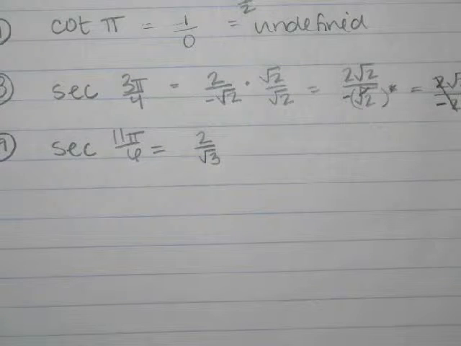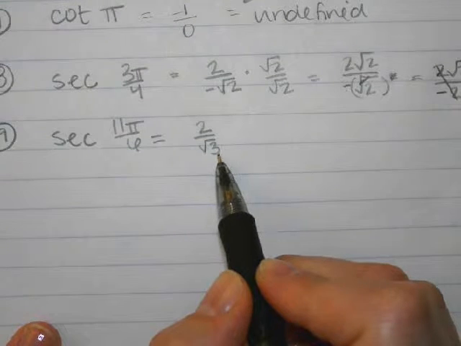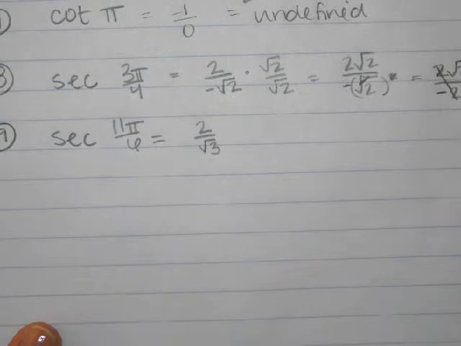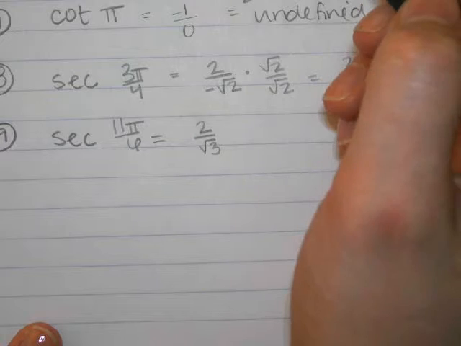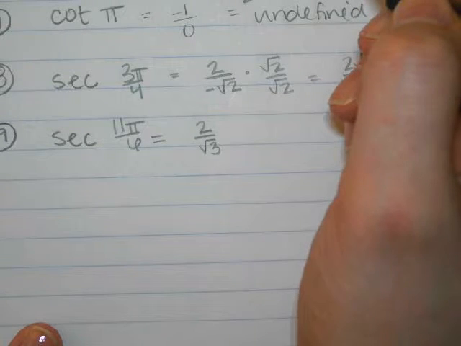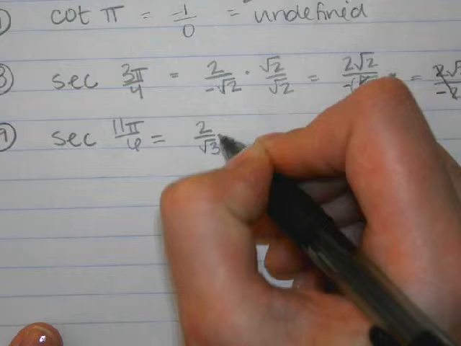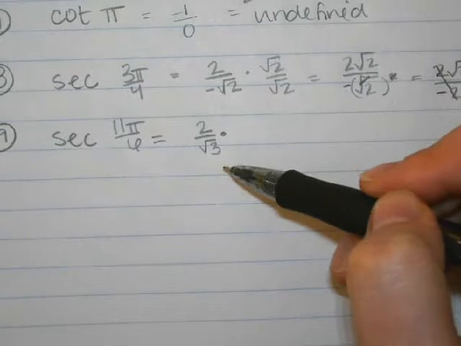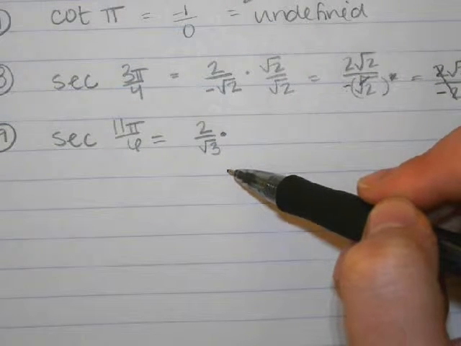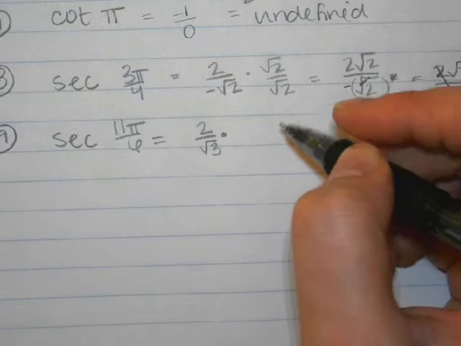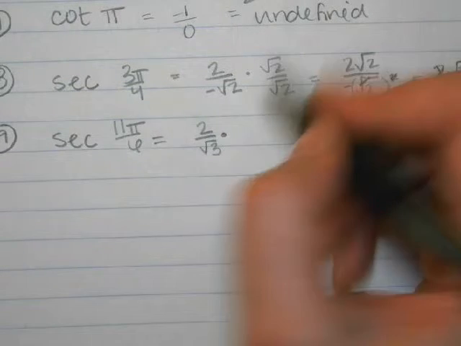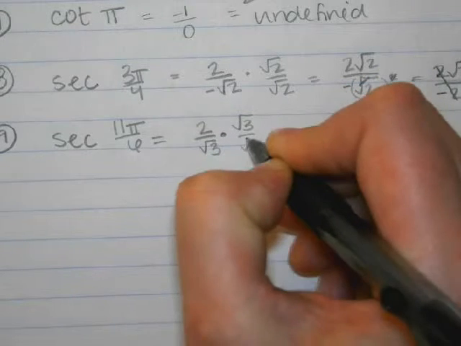Close. So we're starting with this, right? But it's not fixed, right? You got to simplify it. So we have 2 over root 3, right? And we got to fix it. How do we fix it? We multiply it by root 3 over root 3.